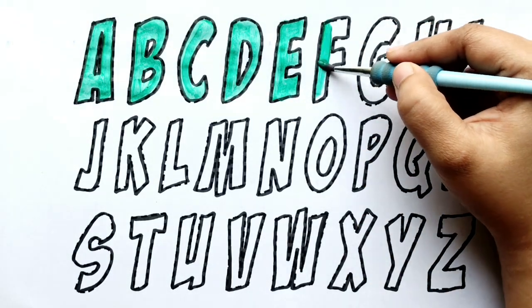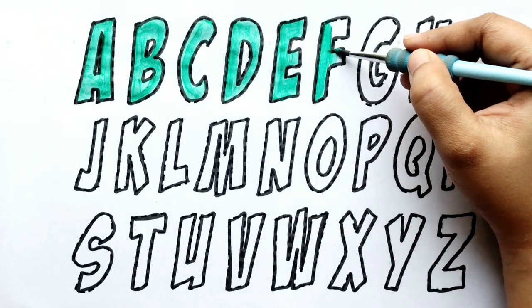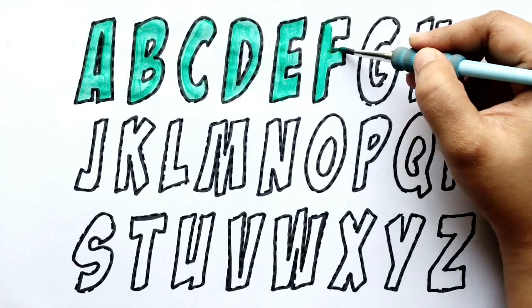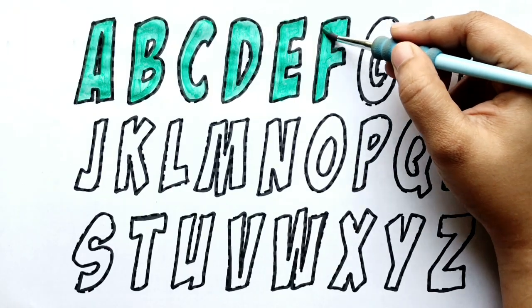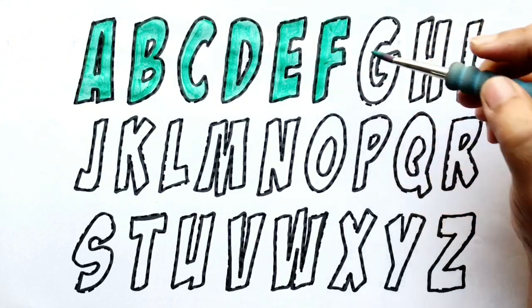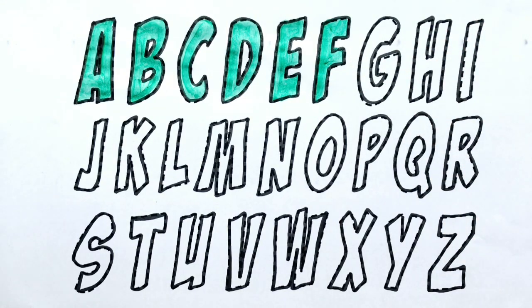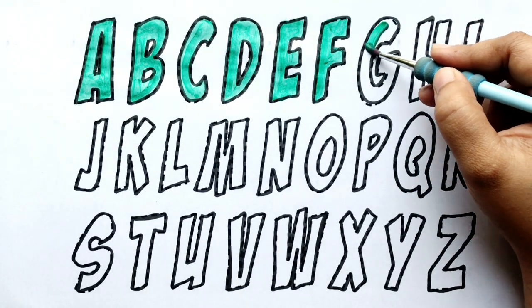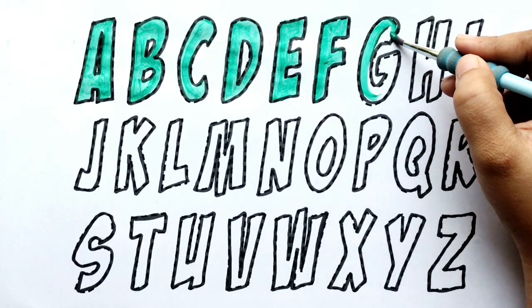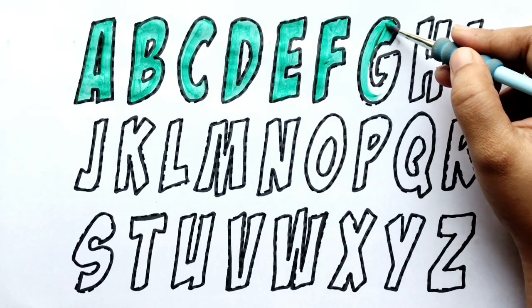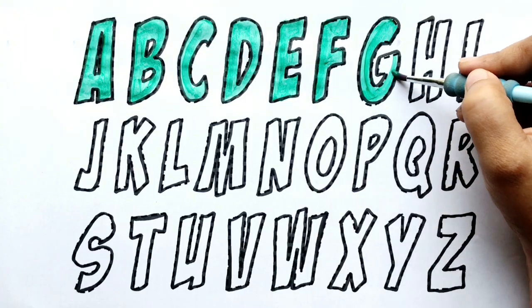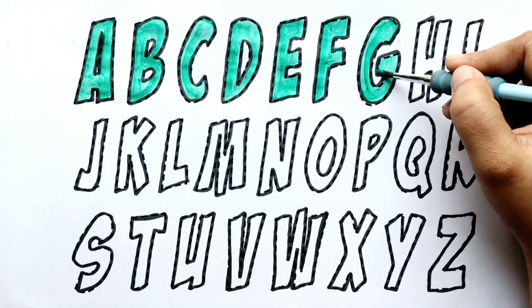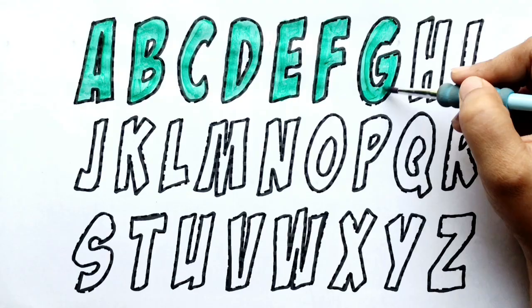F for frog, G for grapes. A, B, C, D, E, F, G, H, I, J, K, L, M, N, O, P, Q, R, S, T, U, V, W, X, Y, and Z. Now I know my ABCs. Next time, won't you sing with me?